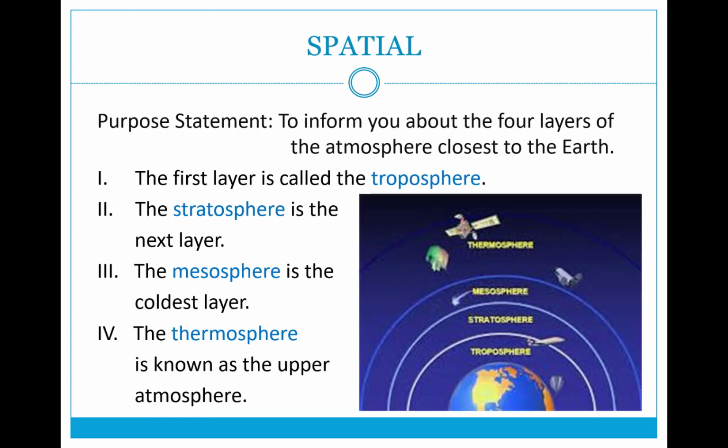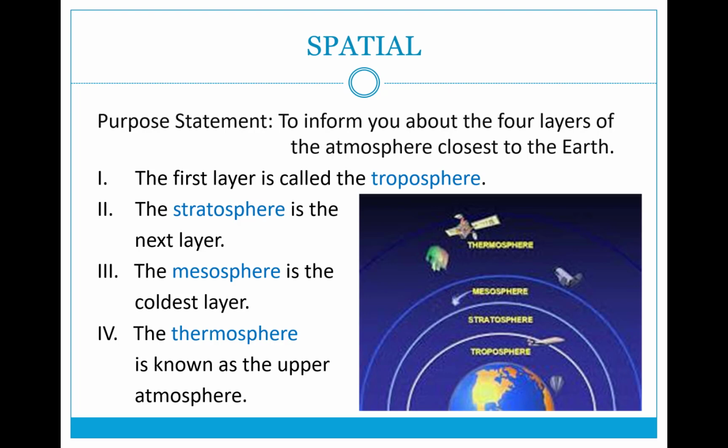Another example is spatial. Now, spatial, even though the example here is about space, does not necessarily mean that it's about space. It just means that the pattern of your speech is organized in terms of where it's physically located. So this example is to inform you about the 4 layers of the atmosphere closest to the Earth. And you have, of course, the troposphere, stratosphere, mesosphere, and thermosphere. So you see here that it's going from the outside in. You can also go from the inside out.